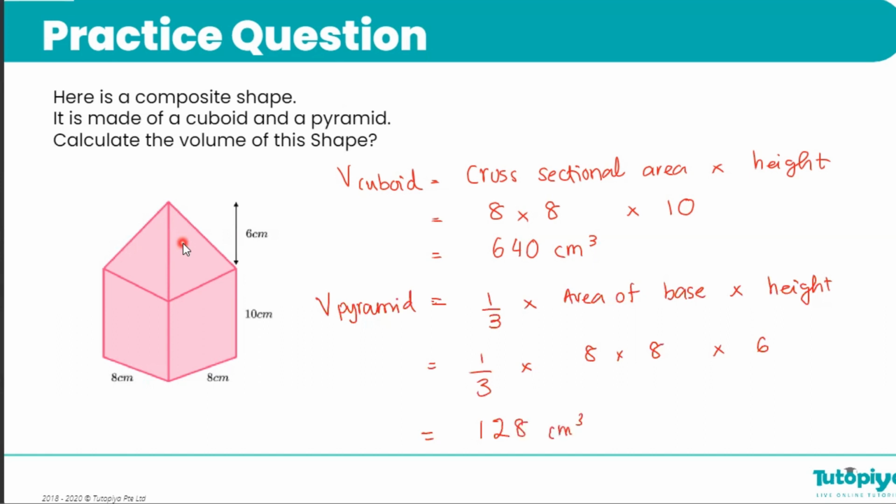Then to work out the total volume of the shape, the total would be 640 cubic centimeters plus 128 cubic centimeters, which is going to give us a final answer of 768 cubic centimeters. So that's how we would approach this question.